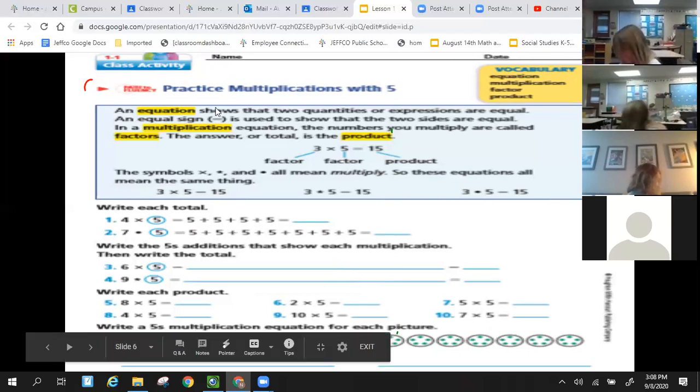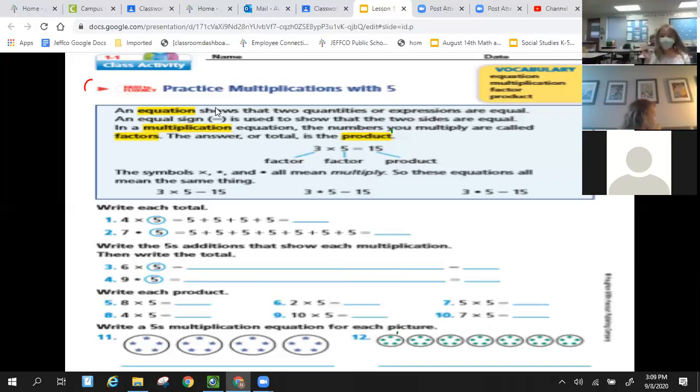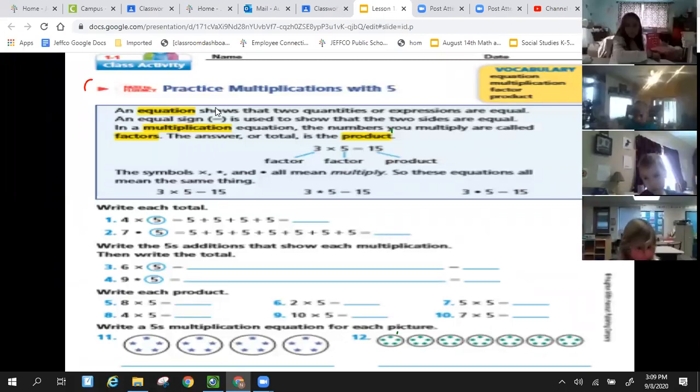All right, so just follow along with me. An equation shows that, this is what I was just talking about, I love it. An equation shows that 2 quantities or expressions are equal. Let's check our bodies real quick. Whole body listening. That means your mouths are quiet, eyes are on the speaker, brain's thinking about what's being said, hands and feet are down still. You guys have been awesome. I'm so proud of you. Let's keep it up. An equation shows that 2 quantities or expressions are equal, and an equal sign is used to show the 2 sides are equal.